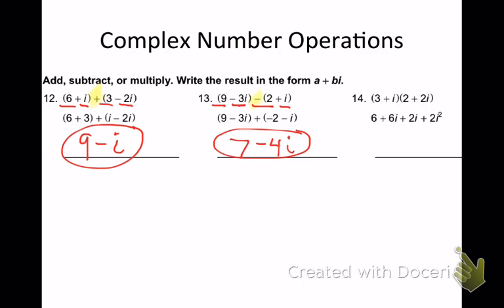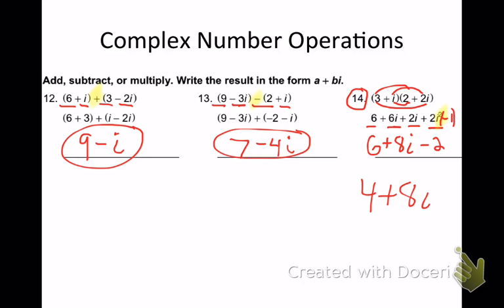And then we have 14. 3 plus i times 2 plus 2i. What do you notice I need to do here on a problem like 14? I need to FOIL, multiply, distribute both times. So I'm taking 3 times 2 and I get 6. 3 times 2i and I get 6i. i times 2, 2i. And i times 2i, 2i squared. Now remember, what does i squared equal? Negative 1, or 2 times negative 1. So that's really like saying negative 2. So really I have 6 plus 8i minus 2. Does everybody see where I get the 8i? What's 6 minus 2 going to give me? 4. So I have 4 plus 8i. So recognize on a problem like that, when I get i squared, I need to simplify.